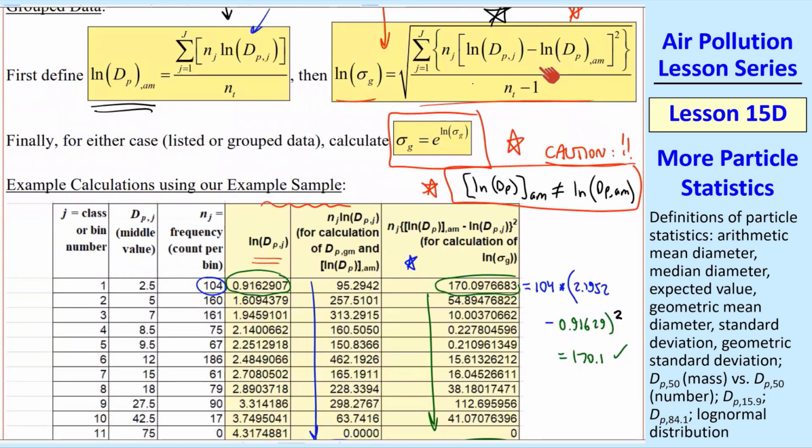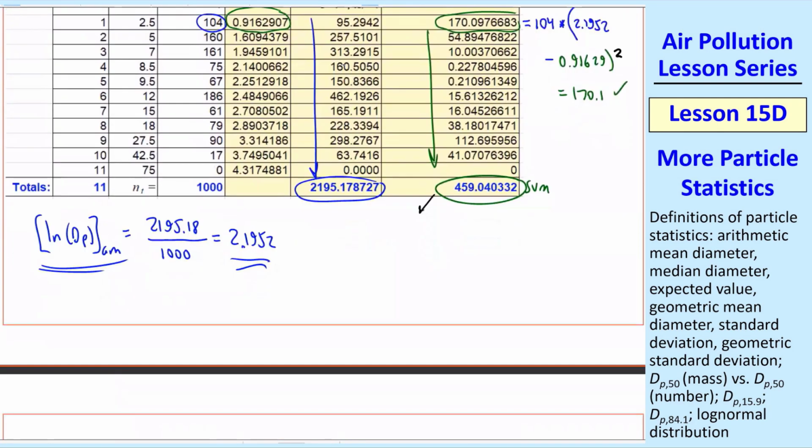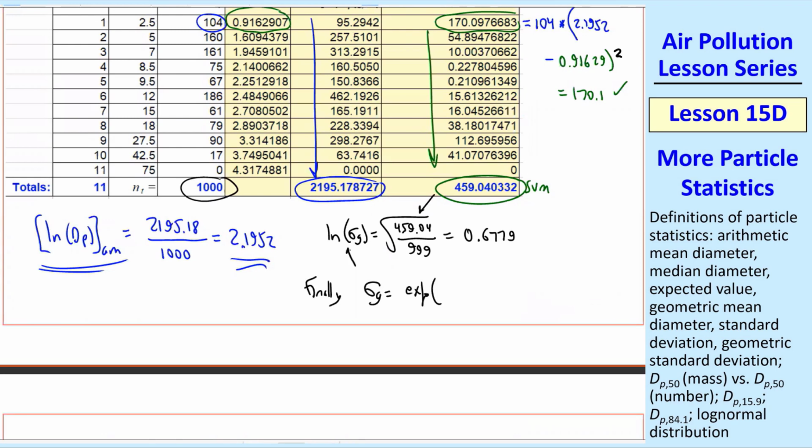This whole numerator here is that sum we just calculated. We just want to take that divided by nt minus 1 and then take the square root. So natural log of sigma g is the square root of 459.04 over 999, which is nt minus 1. I get 0.6779 to 4 digits. And then finally, sigma g itself is exp of this guy, and I get sigma g is 1.970 microns. So that's all 4 of these statistics.